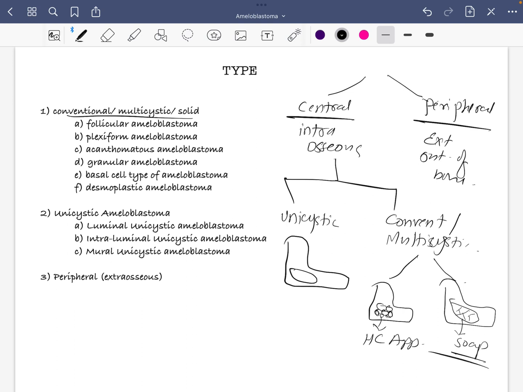The multicystic type, based on its histological appearance, is divided into 6 types. Clinically, in one lesion, you can have more than one type. You can have part of the tumor showing a follicular pattern and part showing a desmoplastic pattern. It's not necessary that in one lesion you will find just one type of histological pattern. In the same way, in unicystic ameloblastoma, you will have 3 variants. We will discuss how they are different.